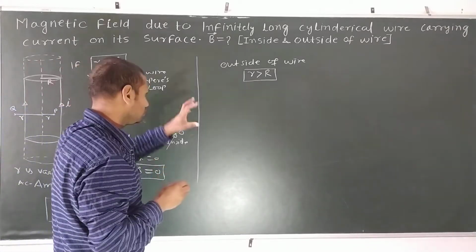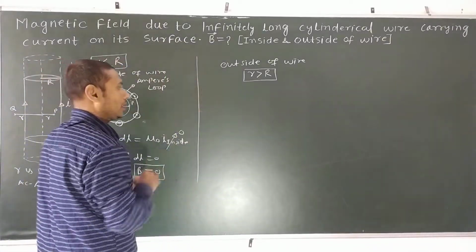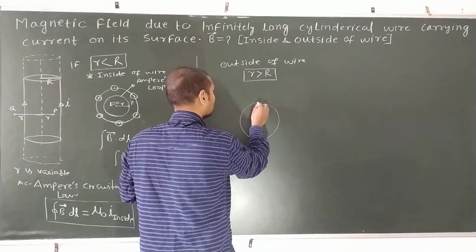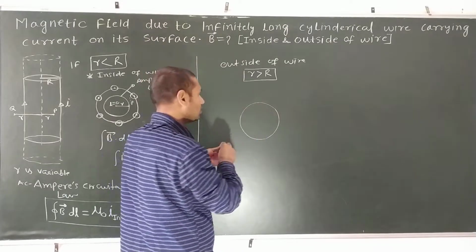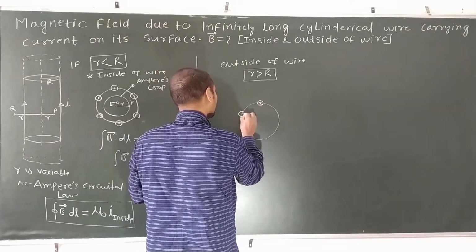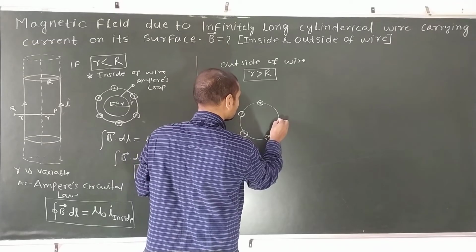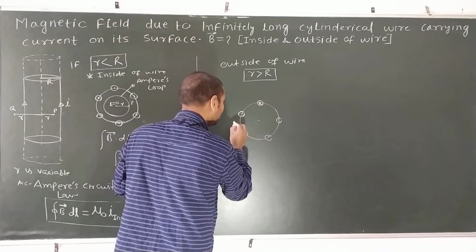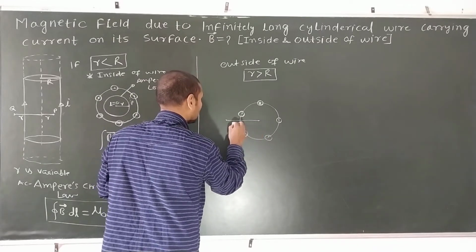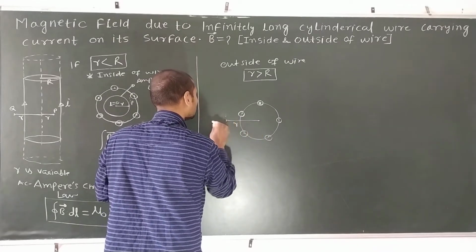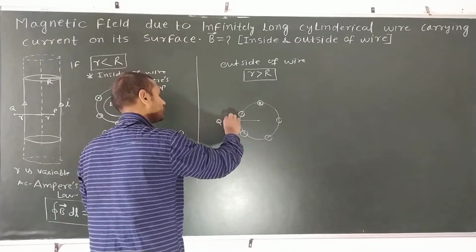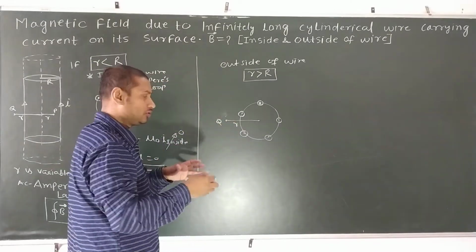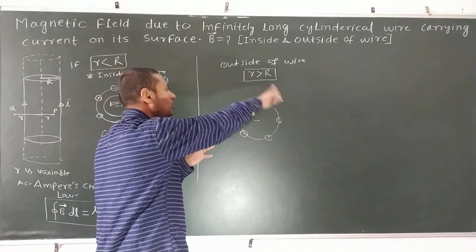So again we have to draw the top view of the wire. Suppose this is the top view of the wire, and the current is coming outside, so we represent it as a dot. We have to find the magnetic field at a distance r, at a point q. At point q, we have to draw Ampere's loop, where we want to find the magnetic field.